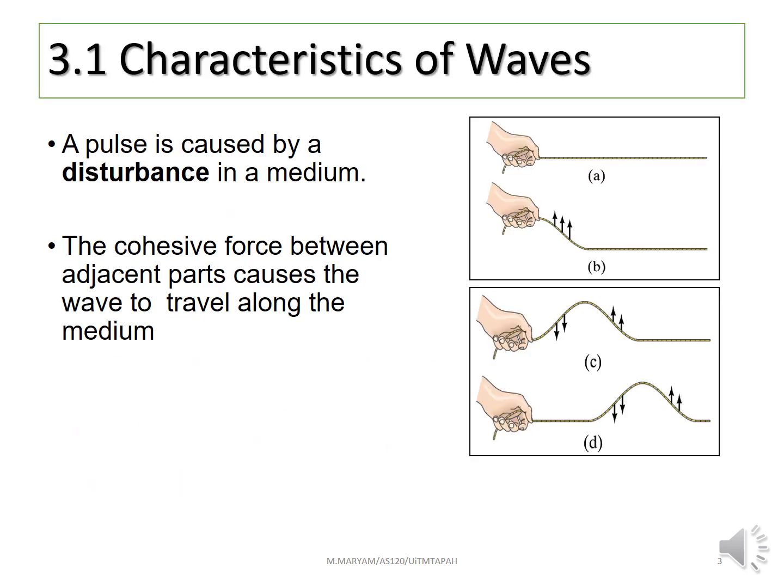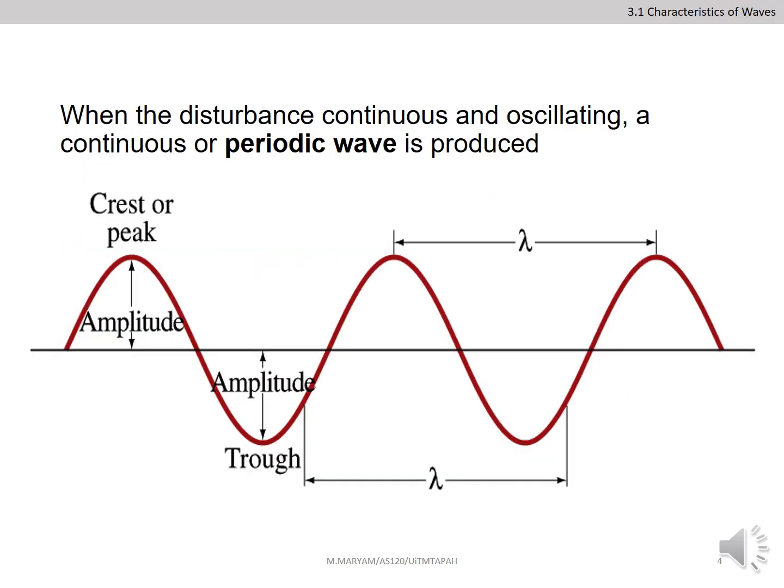Characteristic of wave is a pulse caused by a disturbance in a medium. As you can see in the figure, the force applied here, the cohesive force between adjacent parts, causes the wave. When the disturbance is continuous and oscillating, a continuous or periodic wave is produced.